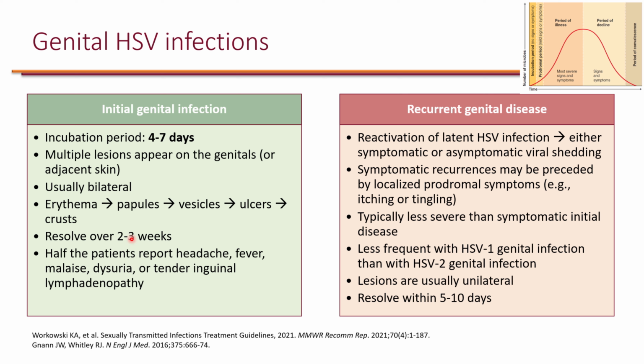And half of the patients report other systemic symptoms, such as headache, fever, malaise, dysuria, or lymphadenopathy. After a period of latency, there will be recurrent genital disease, so essentially reactivation, which results either in symptomatic or asymptomatic viral shedding. Symptomatic recurrence may be preceded by localized prodromal symptoms. So sometimes people can tell if a recurrence is coming up. They can sense itching or tingling.